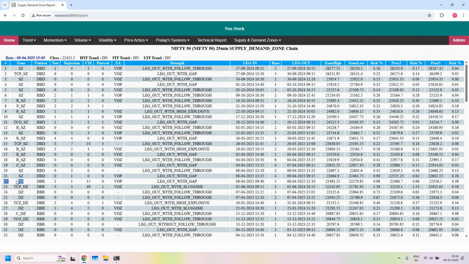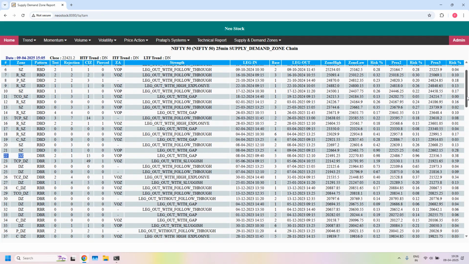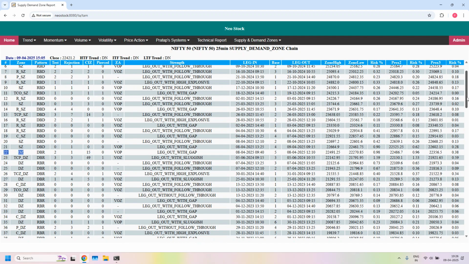Serial number 22 is the nearest demand zone to the current closing price. So let me put it in the center so that you can identify an equal number of demand and supply zones.